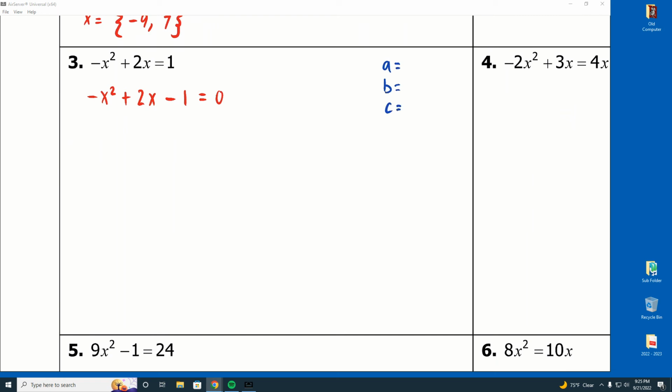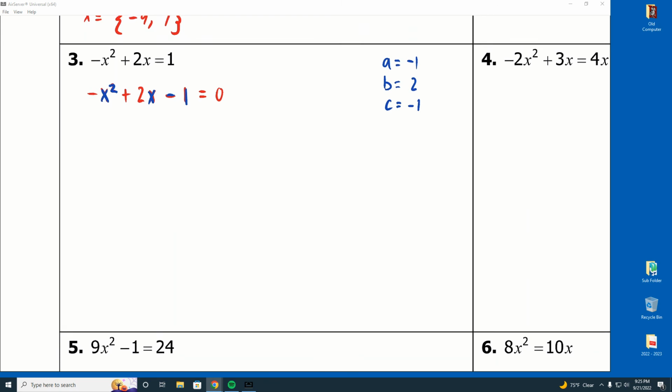So what is my x squared coefficient? Well, you notice how it's a negative? That means my A value, my x squared coefficient, is negative 1. How about B? What is my x coefficient? Well, it's positive 2. And then what's my constant here? It's negative 1. So there are my A, B, and C values. So I can kind of ignore the problem, and now I can focus on my equation.